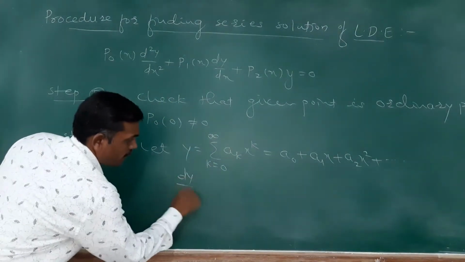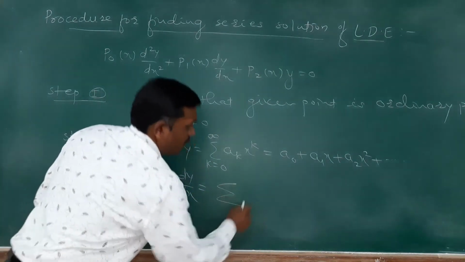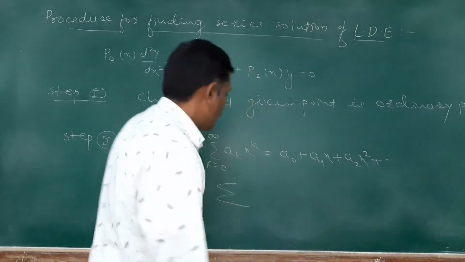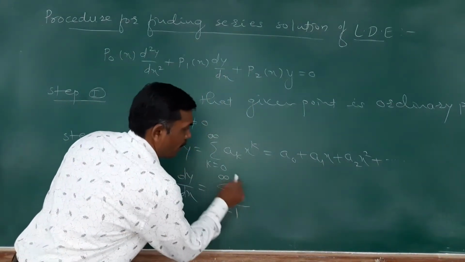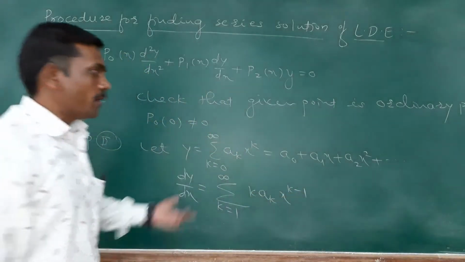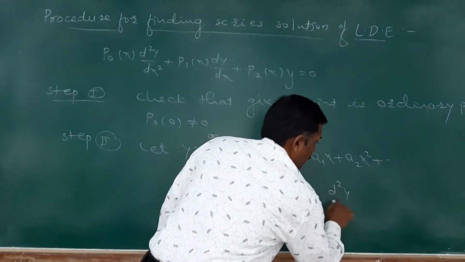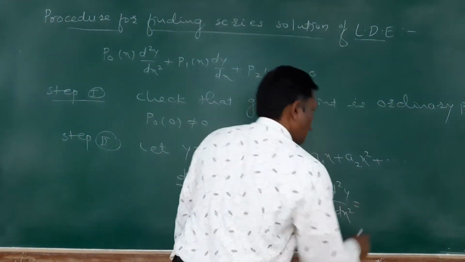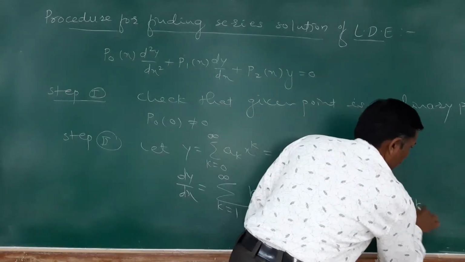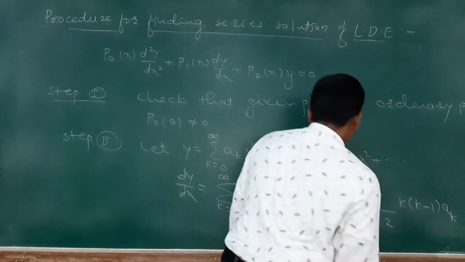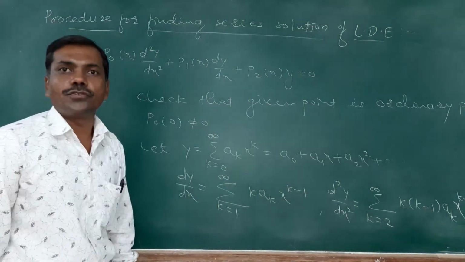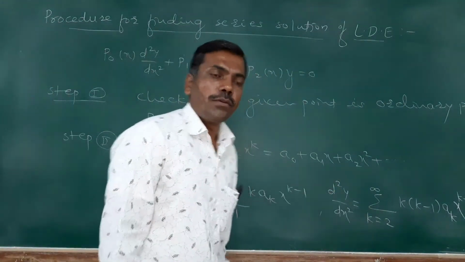Now find dy by dx. Dy by dx is equal to summation. If I take the derivative, then this a0 goes away and I get a series from a1. So here k equal to 1 to infinity k ak x raised to k minus 1. Clearly? Now find the double derivative. D square y by dx square is equal to summation k is equal to 2 to infinity k into k minus 1 ak x raised to k minus 2. Okay, so this is your double derivative.